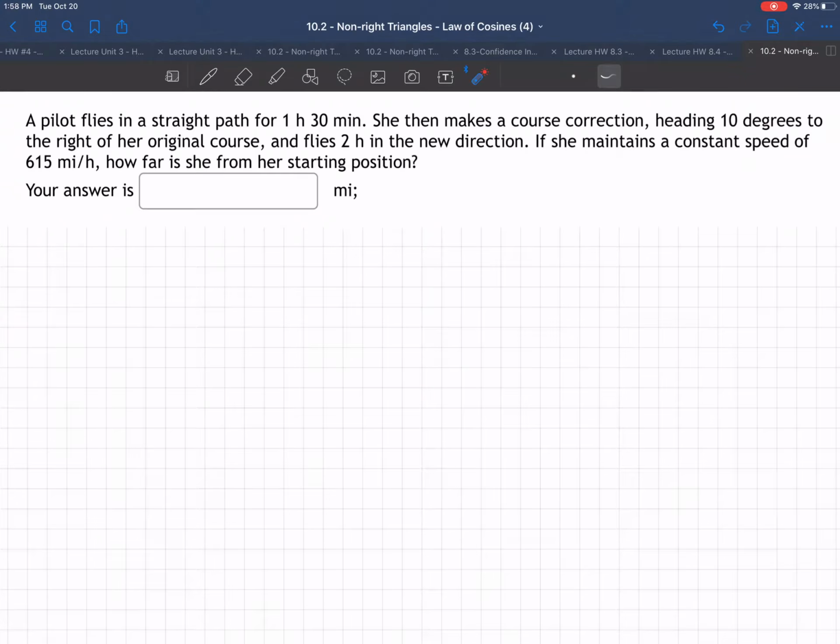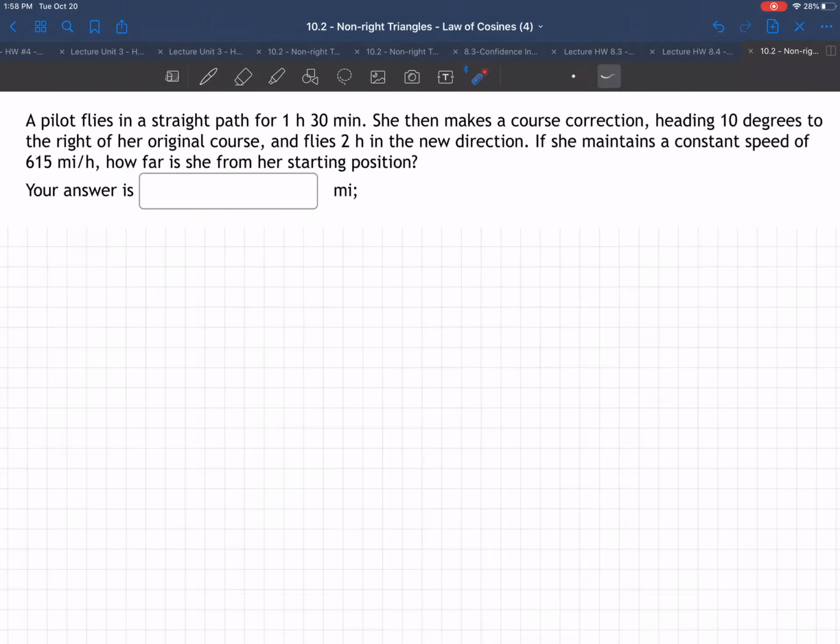Here's an example with a pilot flying. A pilot flies in a straight path for 1 hour 30 minutes. She then makes a course correction, heading 10 degrees to the right of her original course, and flies 2 hours in the new direction. If she maintains a constant speed of 615 miles per hour, how far is she from her starting position? Okay.